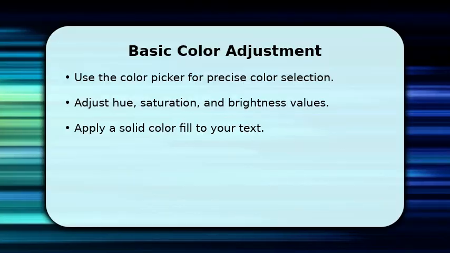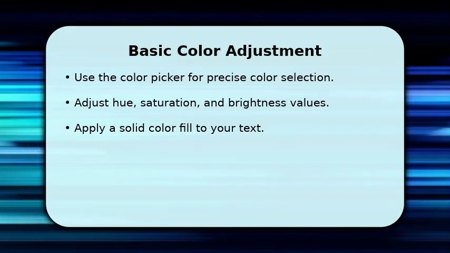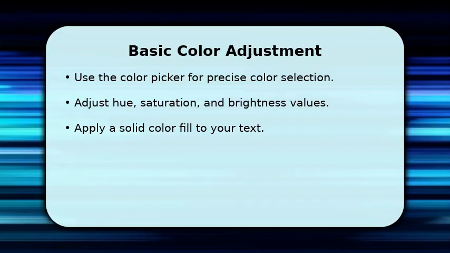You can drag the eyedropper tool to sample a color directly from your program monitor. Alternatively, input specific hexadecimal color codes for brand consistency. You can also manually adjust the hue, saturation, and brightness sliders to fine-tune your selection. After choosing your desired color, simply click OK to apply the solid color fill to your text layer instantly.